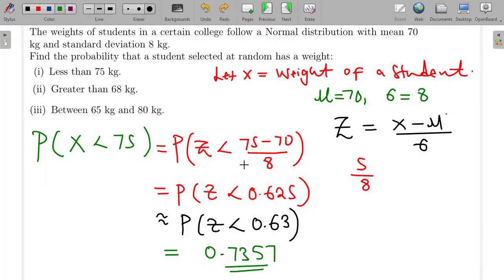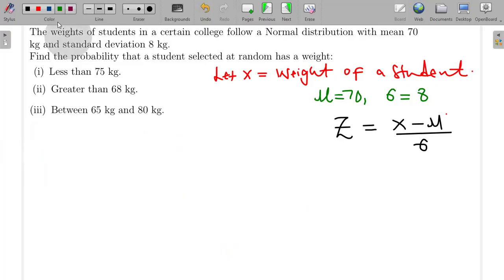So the interpretation there will be that if I convert this to percent, I just multiply it by 100, approximately 73.75%. So 73.75% of the students weigh less than 75 kgs. Okay, let's look at the second part.